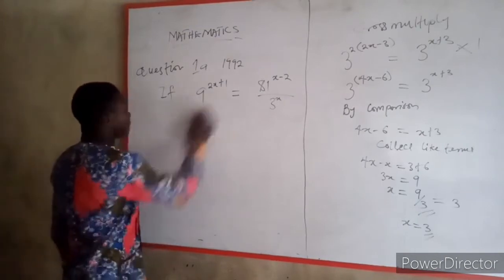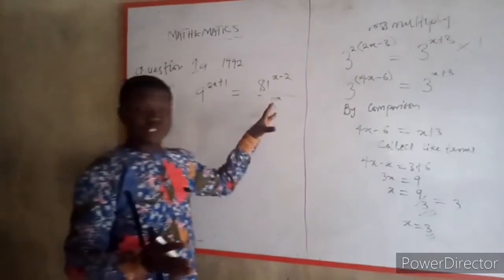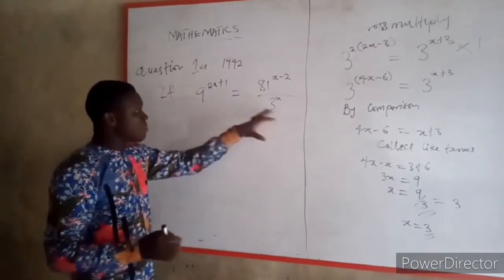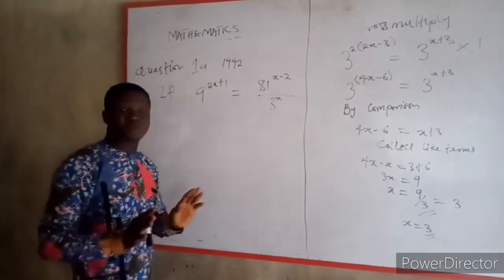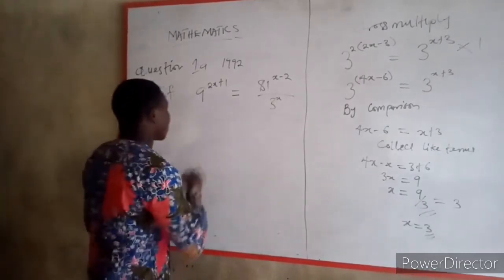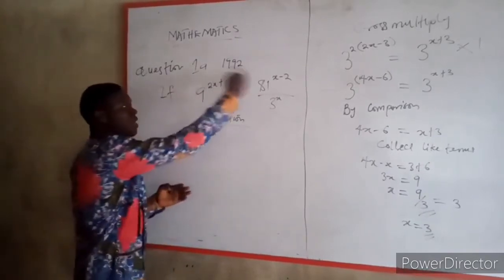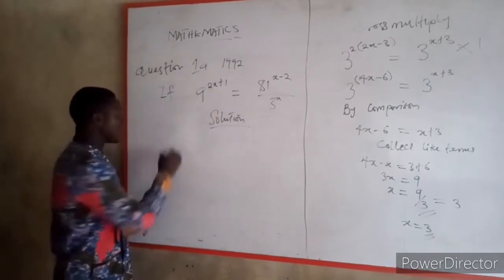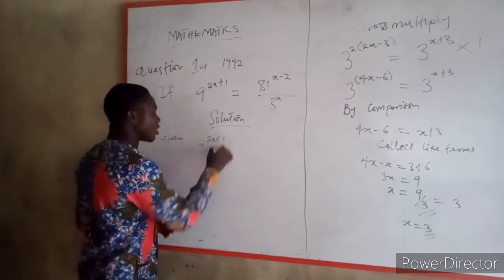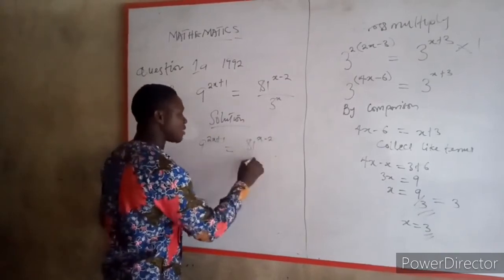The first thing to do is, since it's the theoretical aspect, if it were an objective question, I know that I need to break 81, then break 9, make it look like 3. Then from there I can compare, get my answer. But since we are talking about the theoretical aspect, I will show you the process. Okay? Now, we first want to move from the known that we are given to the unknown. Okay? That's what we are looking for. Now, we are given that 9 raised to the power 2x plus 1 is equal to 81 raised to the power x minus 2 divided by 3 raised to power x.